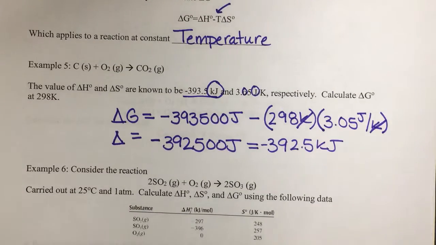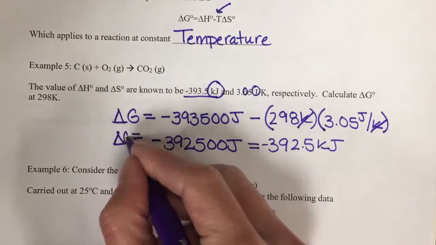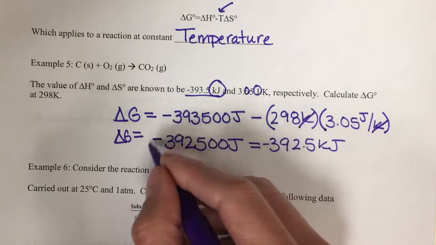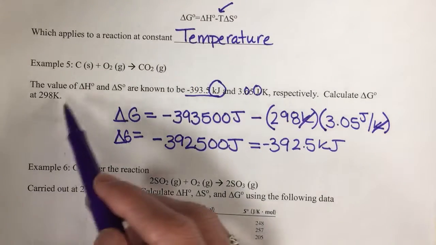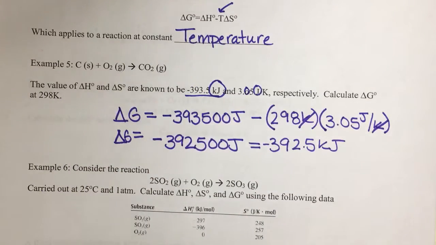Now it's important to remember that because I have a negative delta G, my reaction is going to be spontaneous at 298 Kelvin. It's not necessarily spontaneous at other temperatures. Okay?